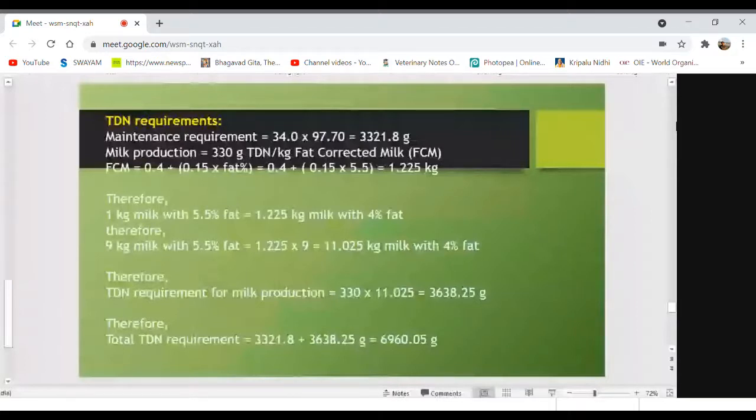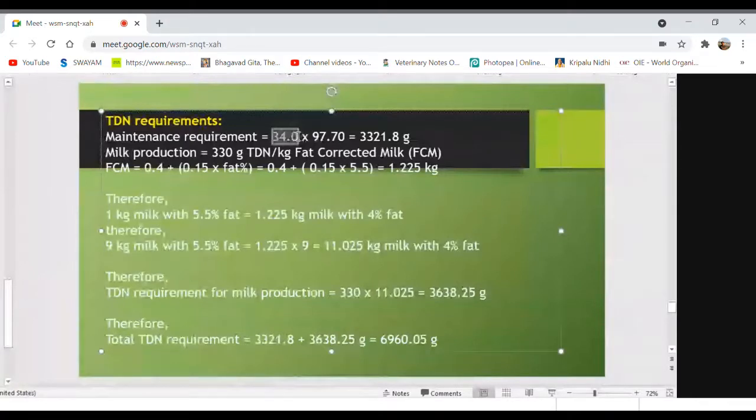So therefore, here I am writing TDN requirement. First, maintenance requirement. What will be the maintenance requirement? Maintenance requirement of TDN for a lactating dairy cow will be 34 gram TDN per kg metabolic body weight. You please remember this value. 34 gram TDN per kg metabolic body weight.